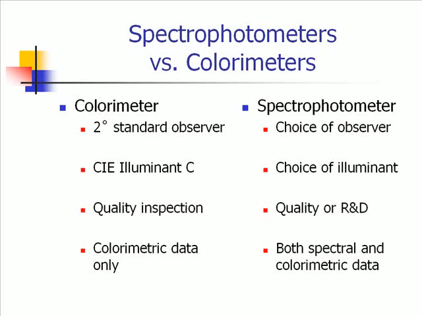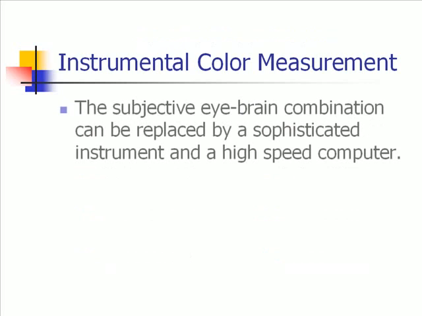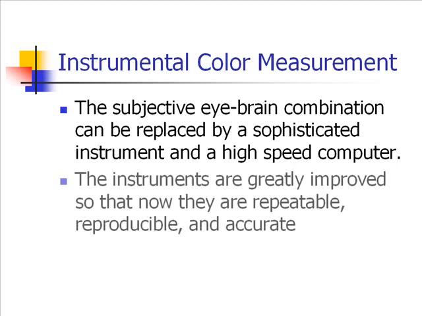When we work with instrumental color measurement, we're taking the subjective eye-brain combination and replacing it with a sophisticated instrument and a high-speed computer. We're trying to model the real system and take some of the subjectivity out of it. Now, the instruments are much better than they were 10 or 20 years ago. They are very repeatable, reproducible, and accurate. That's a good thing.